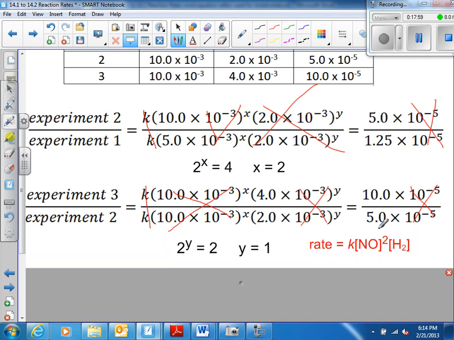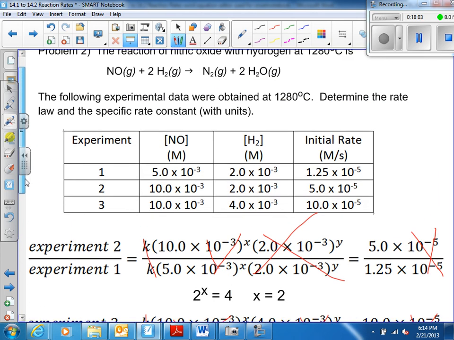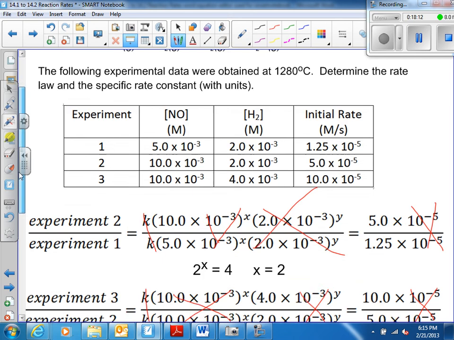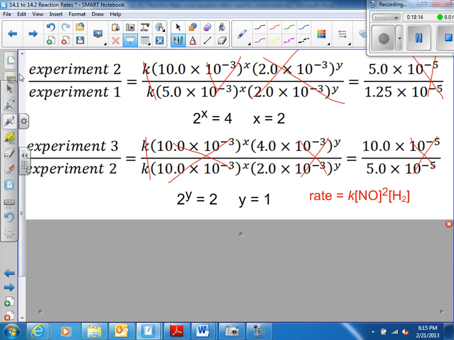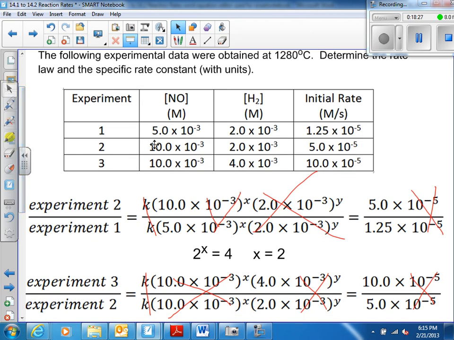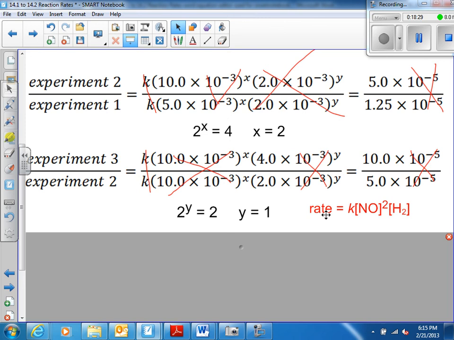Look at that. Now, you might have gotten to this point and then there was another part to the question which said, what's the rate law? We just got the rate law. What is the specific rate constant with units? To get a rate constant, once you find your rate law, it's so straightforward. You just plug the information from any of the experiments. You can pick 1, 2, or 3. I usually use experiment 1 just because it's the first one. But you plug the initial rate as your rate.